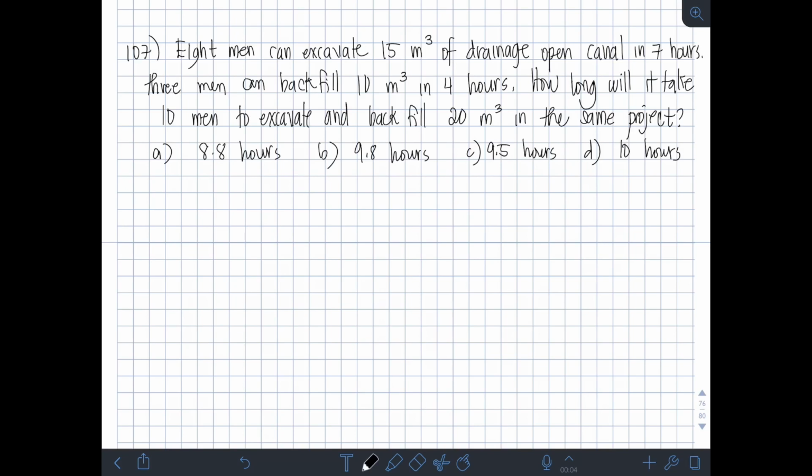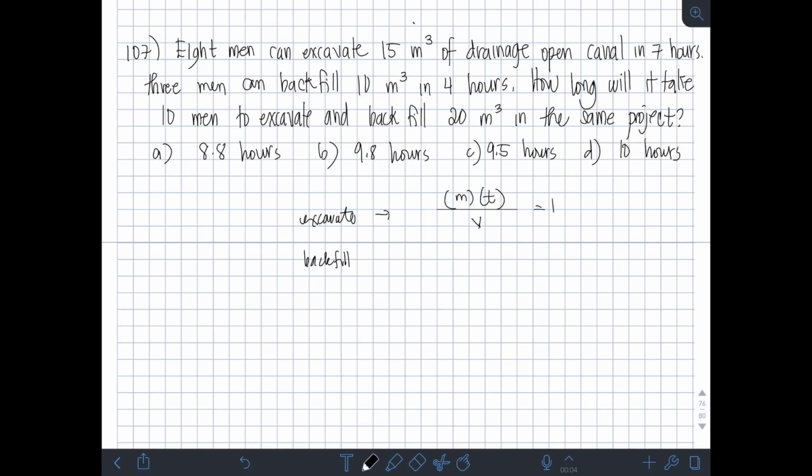Okay, so meron tayong 2 activities: excavate at backfill. Sabi sa excavate, 8 men daw can excavate 15 cubic meters of drainage open canal in 7 hours. So, pwede tayong gumamit dito ng ratio and proportion. Dapat, meron tayong 3 variables: yung number of men times yung number of hours, so T, over kung ilan yung volume.